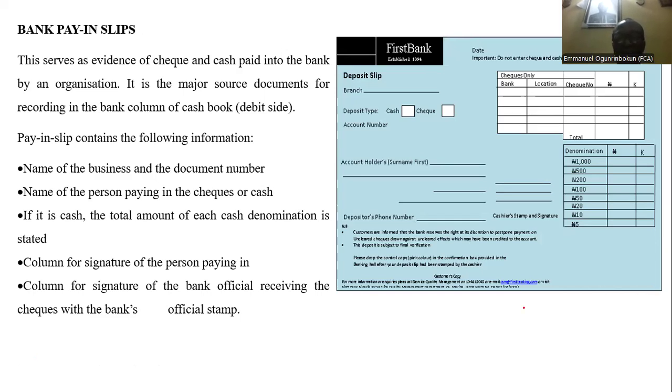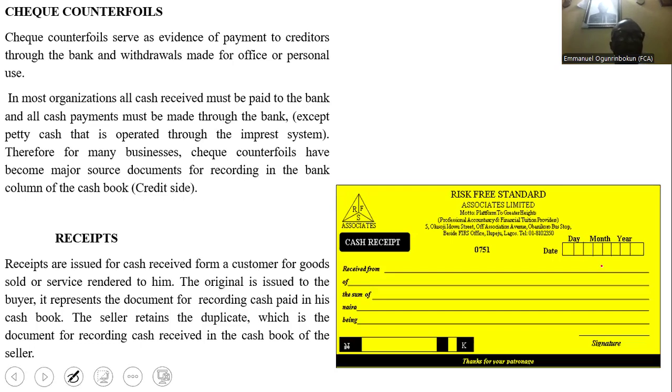You can see this is an example of First Bank, where you have the unit and the amount that you want to pay. Also for check processes, you have them. These are source documents that we use. We also have what we call the counterfoil, that is the check that is used. When a check is issued, you will see that there's something that is left in the check in order to record the transaction. We have the receipt, which is evidence of cash receipt.